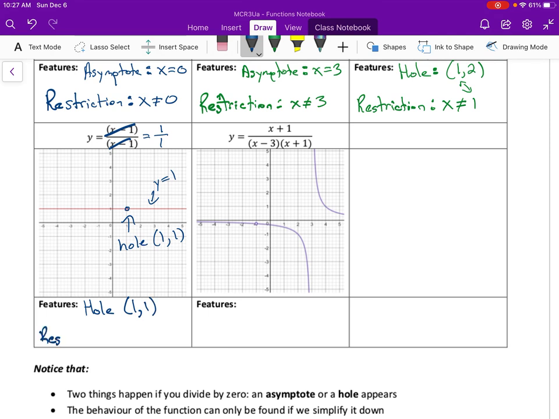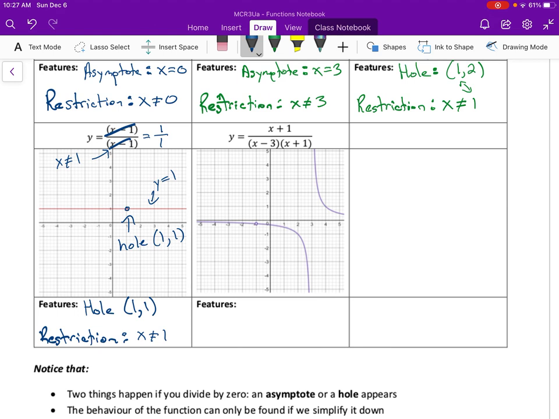And then my restriction, if I go back to my algebra, to the equation, I could not have x equal to positive 1. So x cannot equal 1. And again, anything that divides out is going to be a hole. And the next one's an interesting one because it has both.